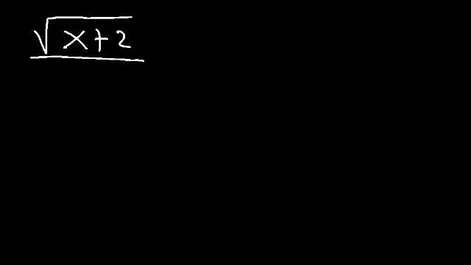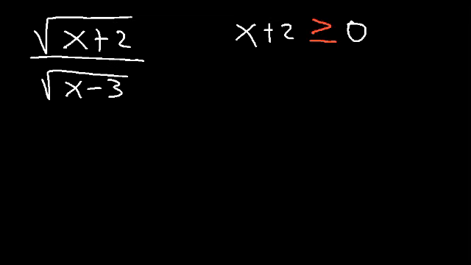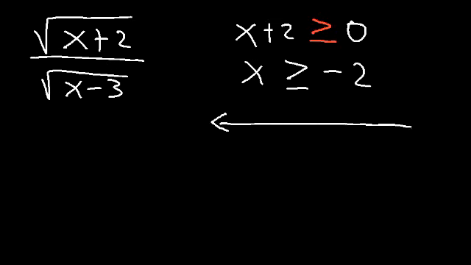Let's try another one. What if we have two radicals? The square root of x plus 2 divided by the square root of x minus 3. What is the domain for this function? Now for the radical on top, we can set it equal to or greater than 0. So if we subtract 2 from both sides, x is equal to or greater than negative 2. Now let's plot the solution on a number line. So negative 2 is to the left of 0, and we're going to have a closed circle, and we're going to shade it to the right.